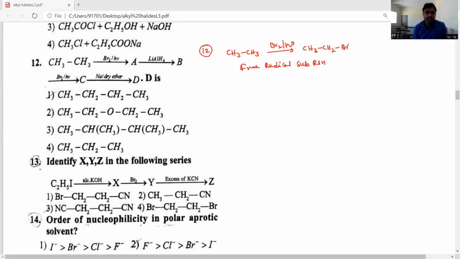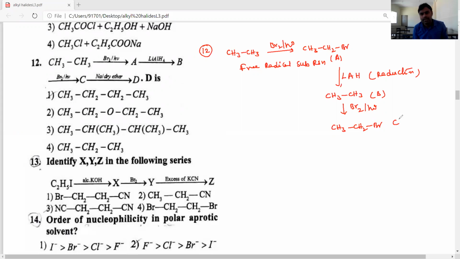Now this bromoethane, A, is treated with LiAlH4. Lithium aluminum hydride is a reduction reaction. So alkyl halide, alkyl bromide, is converted into alkane. The product is CH3 bond CH3. Again ethane came. That is B. Again this B is treated with bromine in the presence of sunlight. The product is again ethyl bromide, CH3 CH2 Br.